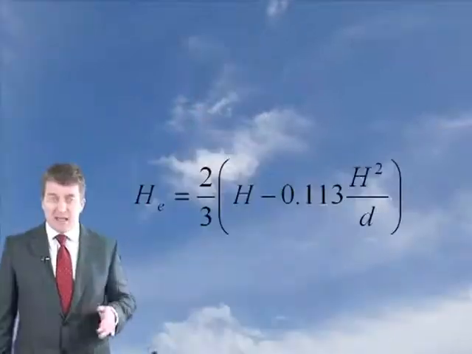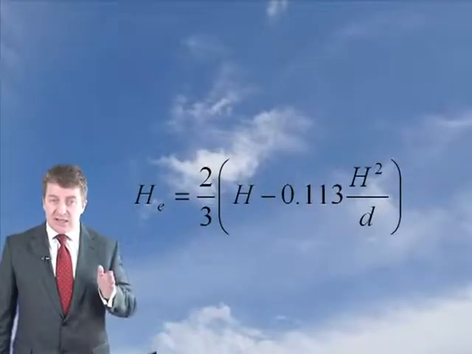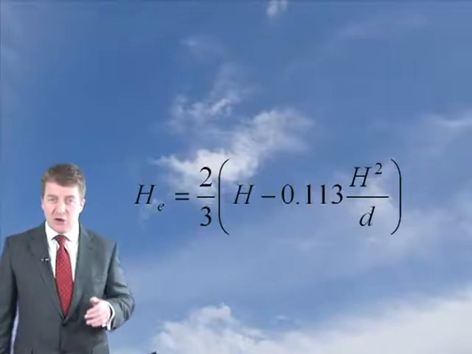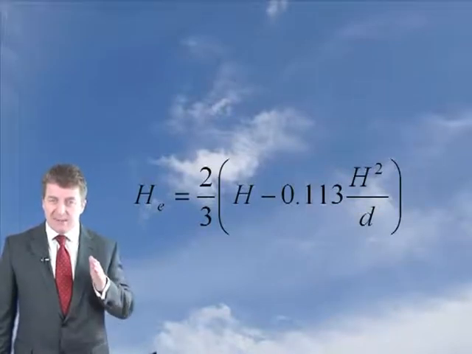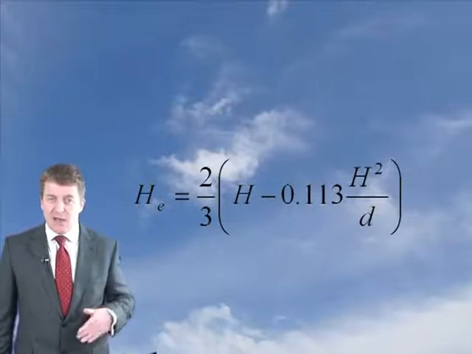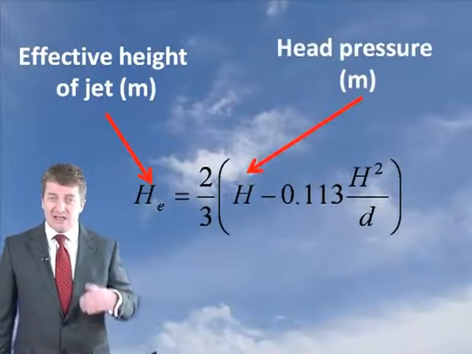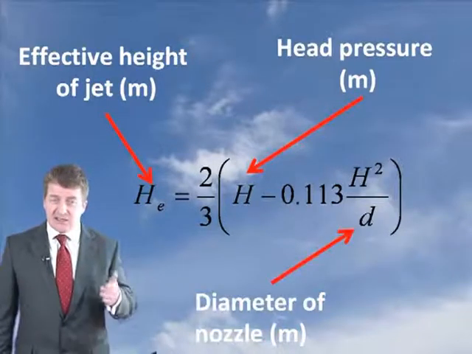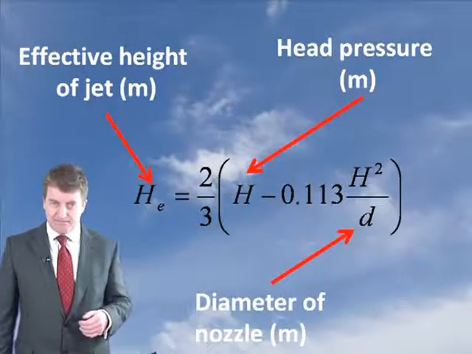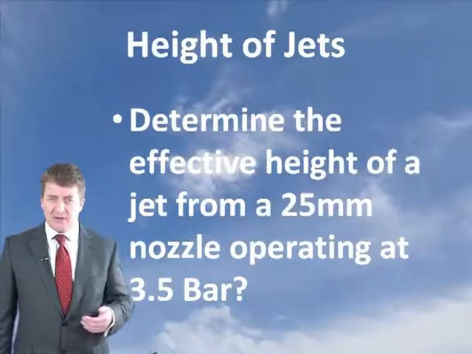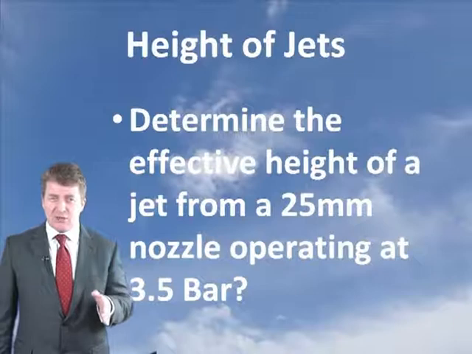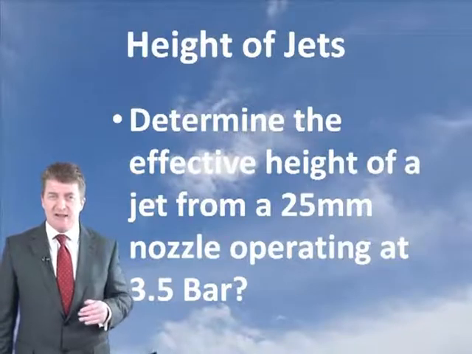Now the effective height of a jet of water can be determined by this formula here. HE equals 2/3 times brackets h minus 0.113 times h squared divided by d, where HE is the effective height of the jet in metres, h is the head, and d is the diameter of the nozzle. Let's do an example. Determine the effective height of a jet from a 25mm nozzle operating at 3.5 bar.